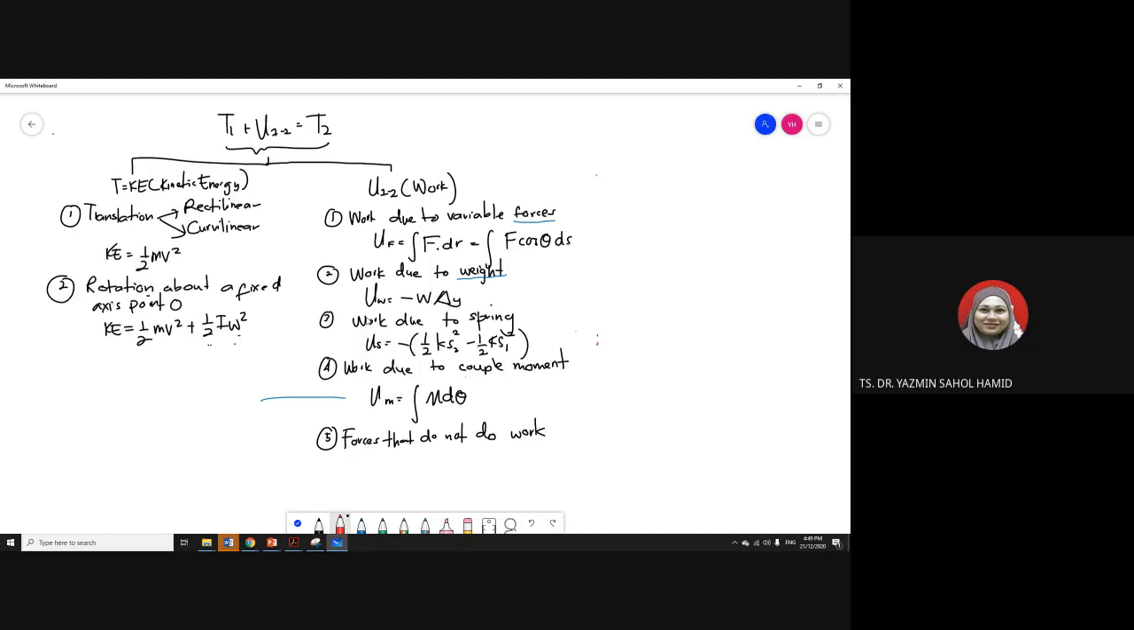Basically, the work due to variable force means there is an external force acting on the body, causing the body to move along a path. So for example, okay, let's draw a kidney bean shape. Let's say this is our rigid body. It is moving from here to here, and the distance of the movement is s.